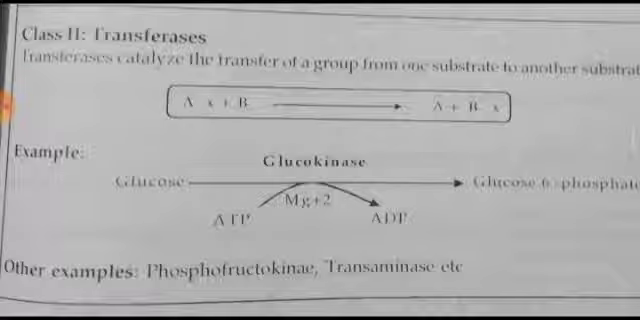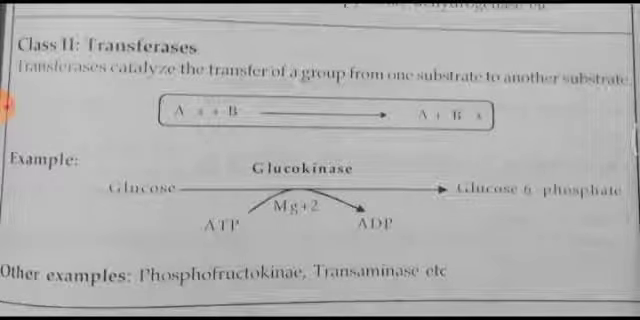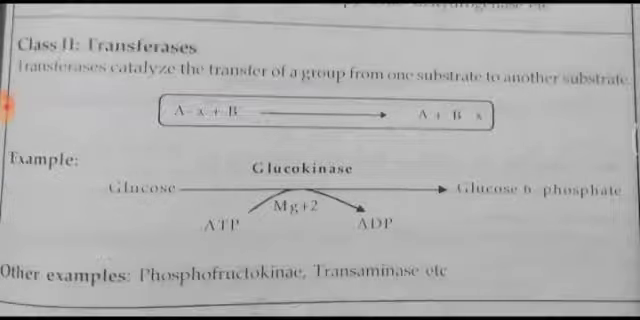Transferases catalyze the transfer of a group from one substrate to another substrate. So transfer of a chemical group, not hydrogen. If hydrogen is involved, it is called oxidoreductases. Other than hydrogen, chemical groups like aldehyde, keto, amino group are transferred from one substrate to another. Such reactions are performed by transferases.